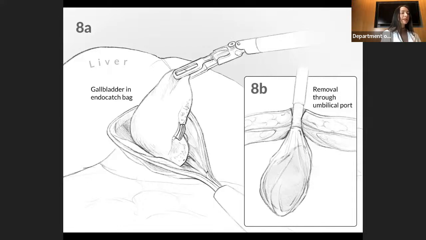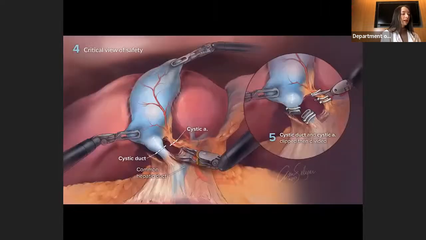Finally, the gallbladder was placed in an endocatch bag and removed through the umbilical port. I combined figures 4 and 6 for my final slide format illustration, which depicts the critical view of safety and the division of the cystic duct and artery. Thank you again, and I welcome any comments or questions.